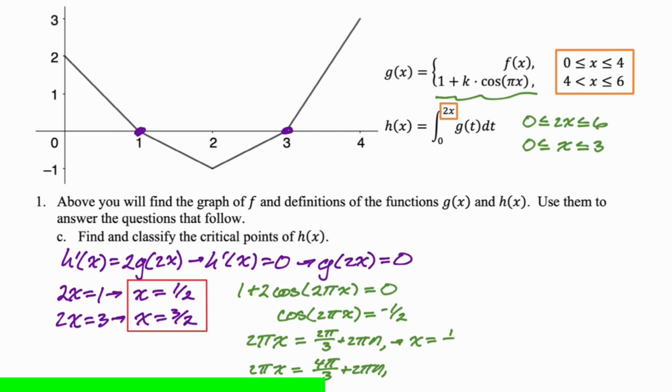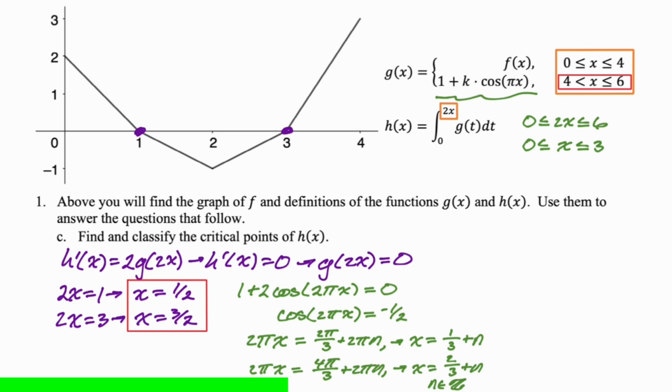So if n is an integer, let's just divide through by 2 pi. So x is 1/3 plus n, or x is 2/3 plus n. We know that n is an integer. I knew I was going to write that eventually. I didn't know when. Okay, so if n has to be an integer, and we have this domain restriction.